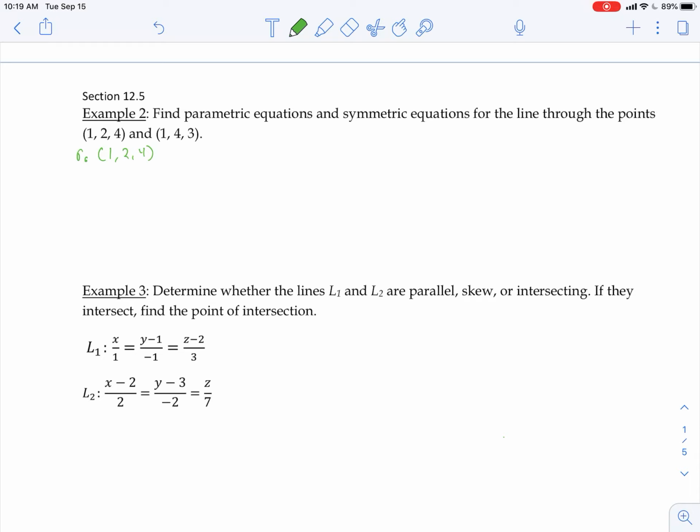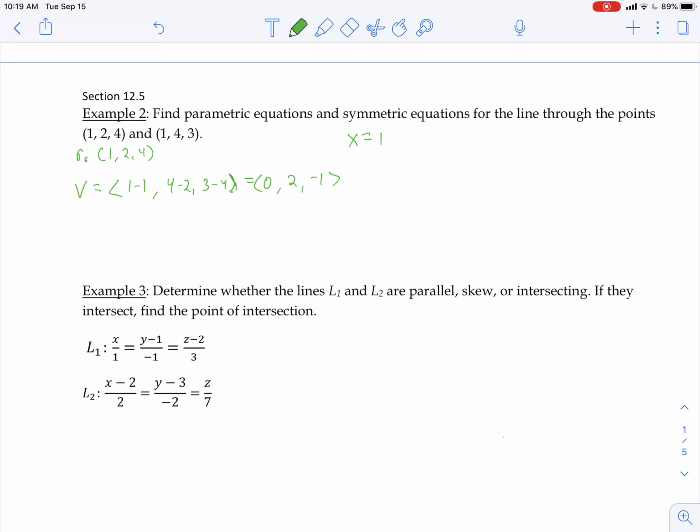So we're going to have the vector that's the difference between those 2 points: 1 minus 1, 4 minus 2, and 3 minus 4. And we get that vector: 0, 2, and negative 1. So there's our vector. We have our initial point, so we can go ahead and find the parametric equations.